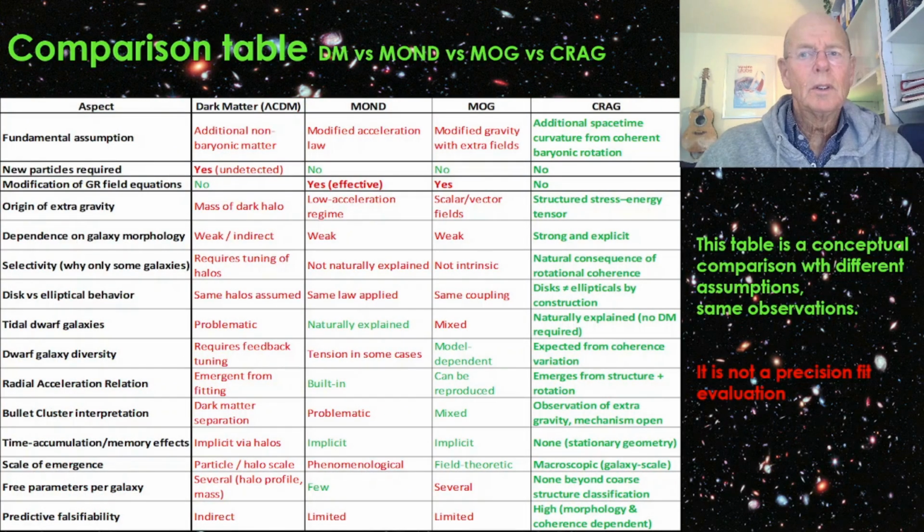This table is not a score chart. It shows that CRAG addresses the same observational phenomena as dark matter and modified gravity models, but from a fundamentally different physical starting point. Again, it is a conceptual comparison, not a precision fit evaluation.